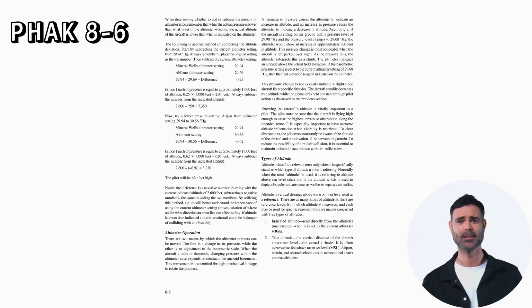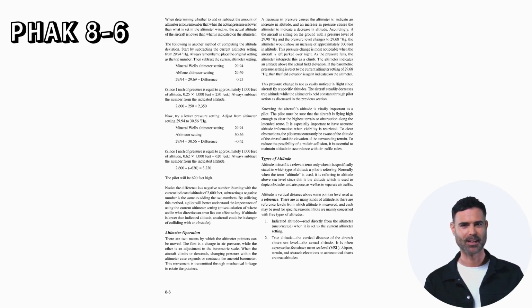Adjust from altimeter setting 29.94 to 30.56 inches of mercury. Mineral Wells altimeter setting, 29.94. Altimeter setting, 30.56. 29.94 minus 30.56 equals difference negative 0.62. Since 1 inch of pressure is equal to approximately 1,000 feet of altitude, 0.62 times 1,000 feet equals 620 feet. Always subtract the number from the indicated altitude. 2,600 minus negative 620 equals 3,220. The pilot will be 620 feet high.